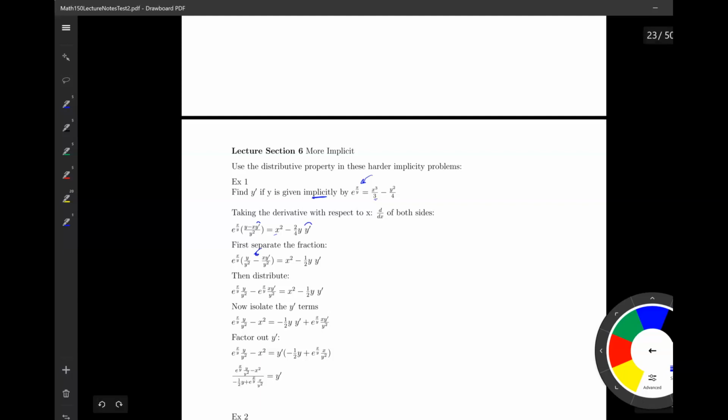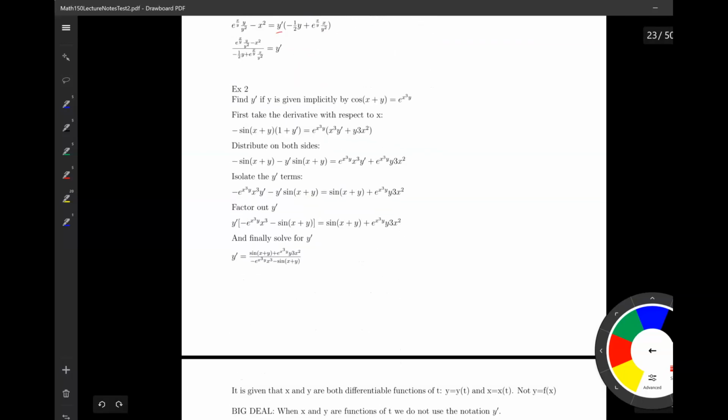First, I want to separate the fraction around the subtraction sign to make 2 separate fractions. Then I'm going to distribute this e to the x over y. Now I can identify and finally isolate those y prime terms. So move this to the other side of the equation, then factor out the y prime. There it is, and then divide.